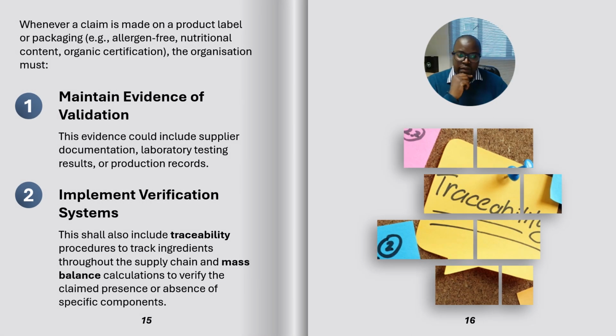Let's delve deeper into this requirement. It reads as follows: whenever a claim is made on a product label or packaging, the organization must, firstly, maintain evidence of validation. So it could include comprehensive studies that you have done. It could include certifications that show that indeed, if I say that this fruit that I'm supplying you is an organic fruit, we did not use any chemicals. So perhaps an organic status certification.